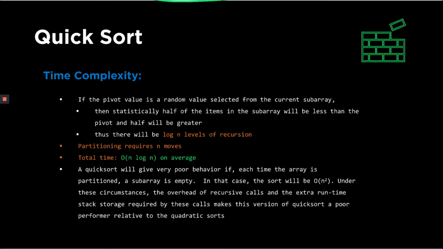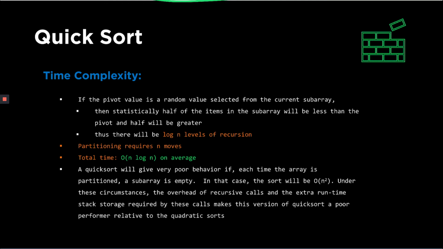The time complexity of quicksort is O(n log n) on average. This algorithm is used much more; almost all different libraries somehow implement quicksort for common sorting tasks. So it's an important algorithm. Now, if the pivot value is a random value selected from the current sub array, then statistically half of the elements will be less than the pivot and half will be greater. Thus, there will be log n levels of recursion in the average case.